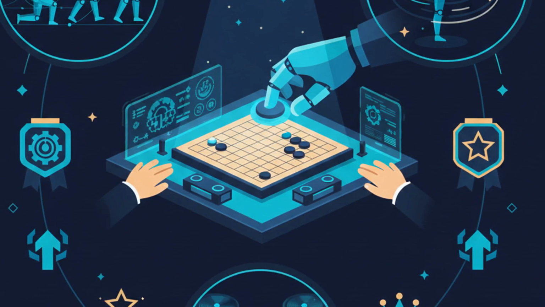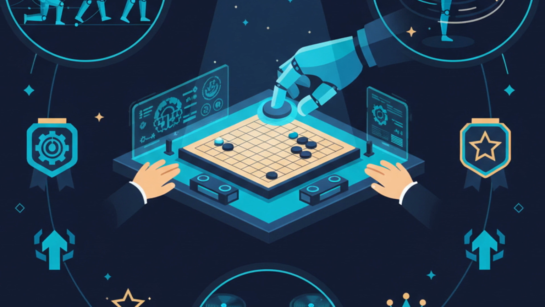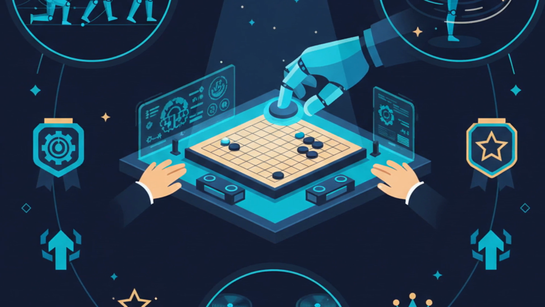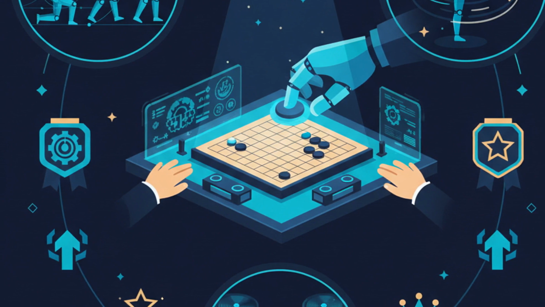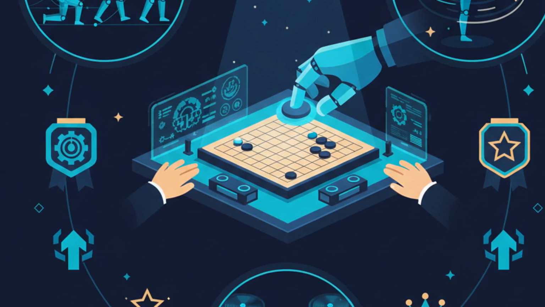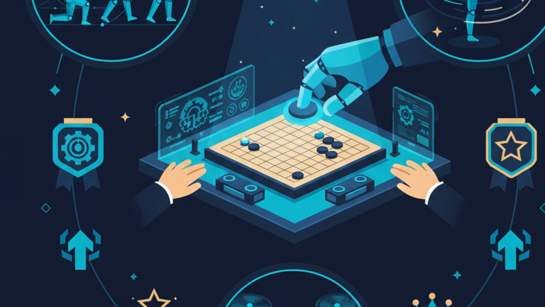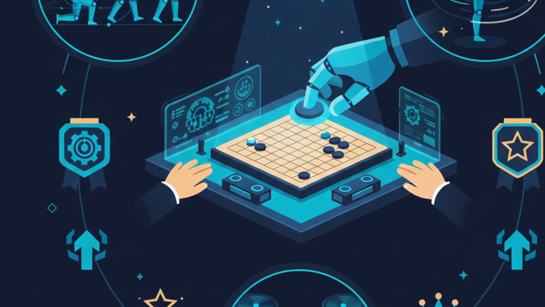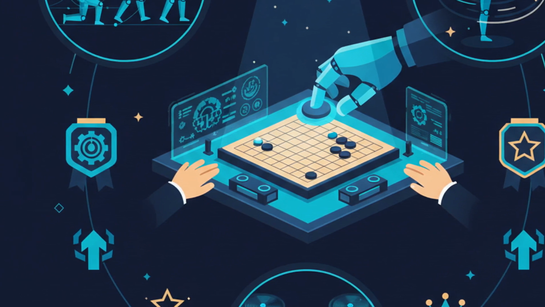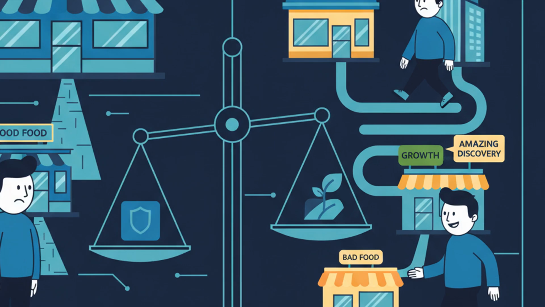OpenAI's bots learn to play complex video games at superhuman levels. Robots learn to walk, flip, and navigate obstacles using reinforcement learning. The magic is that these systems discover solutions no human programmer could have written explicitly. Reinforcement learning faces a fascinating dilemma called exploration versus exploitation. Should the agent exploit what it already knows works, or explore new actions that might be even better?